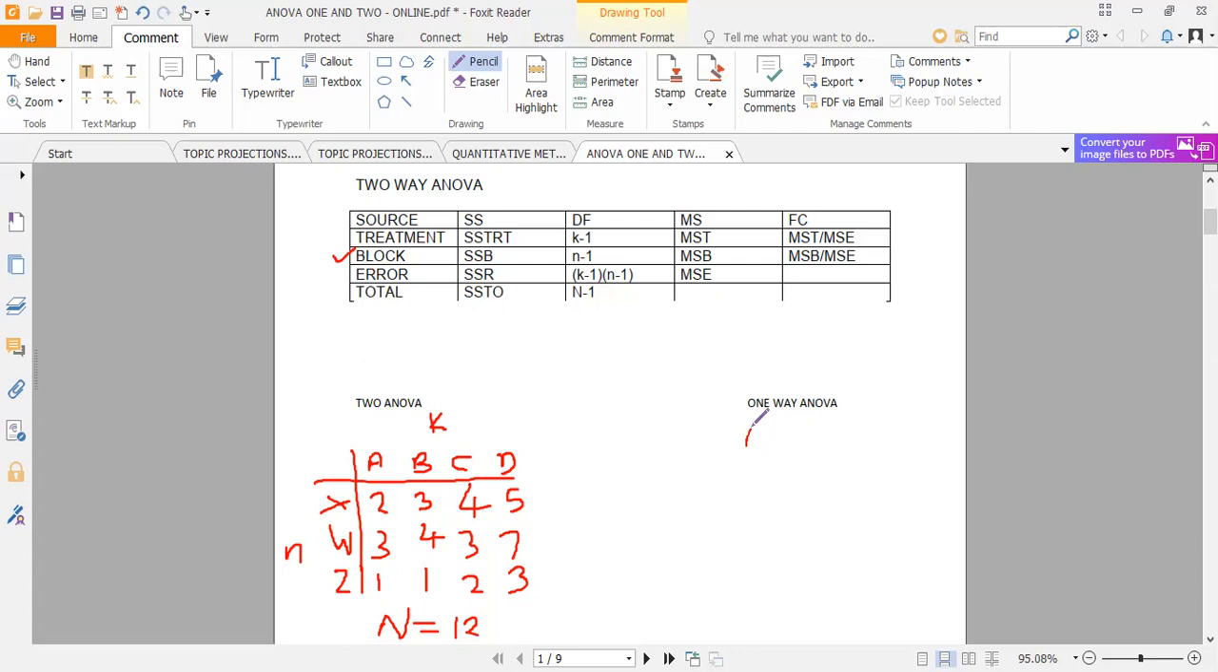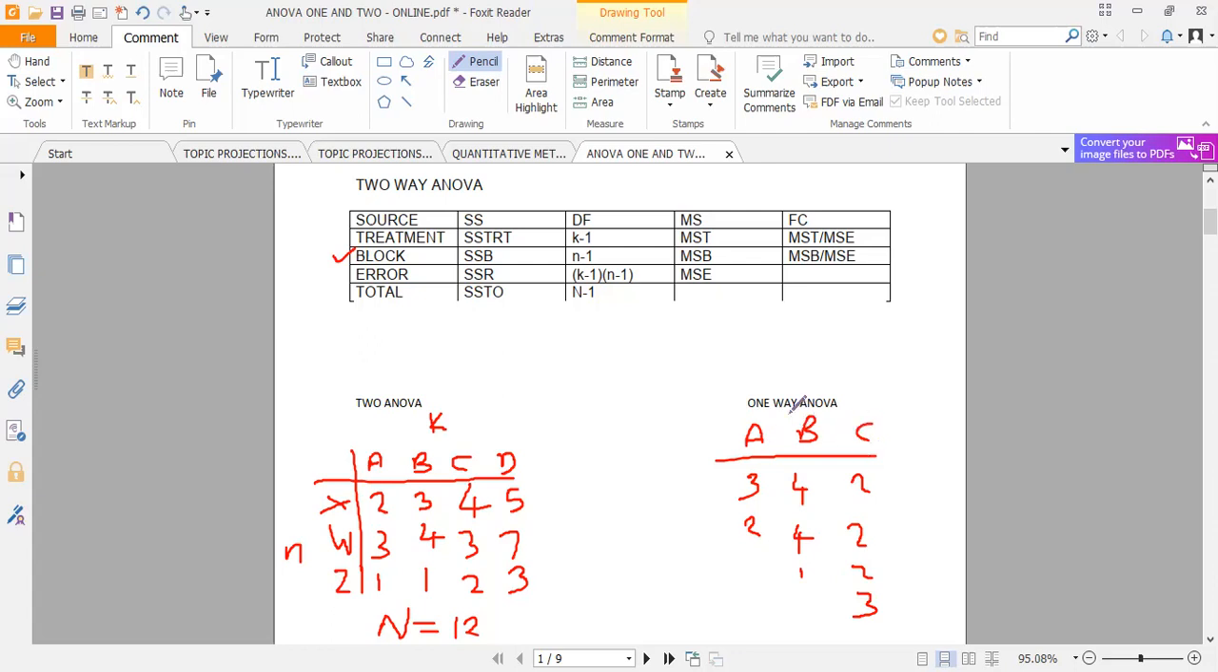A one-way ANOVA has one key source of variation. Here the data is 3, 2, 4, 4, 1, 2, 2, 2, 3. So this is a one-way ANOVA.